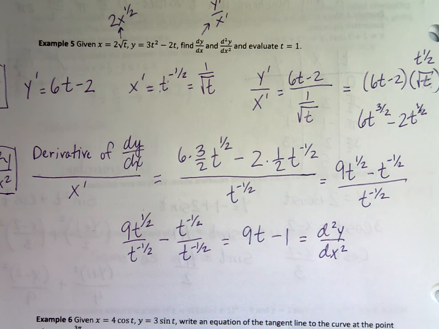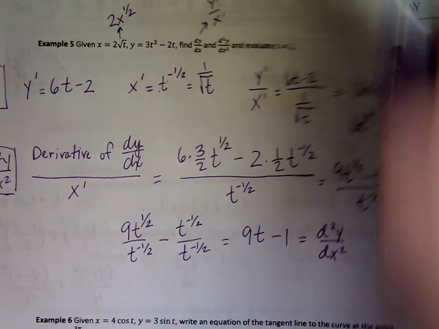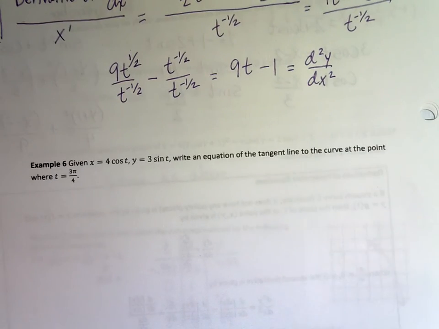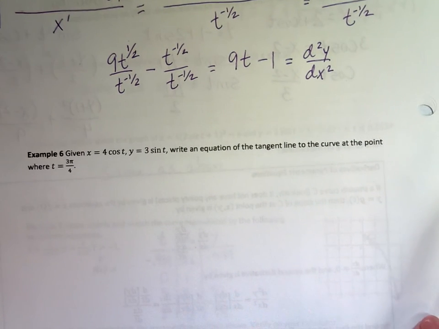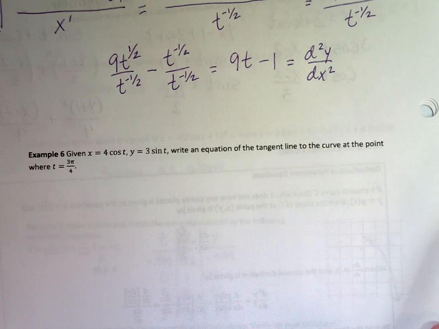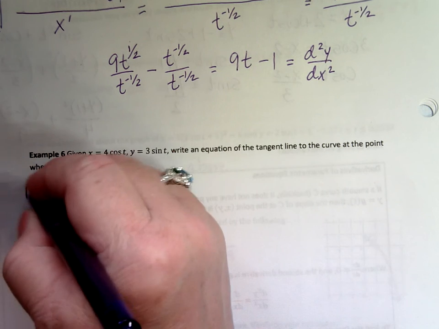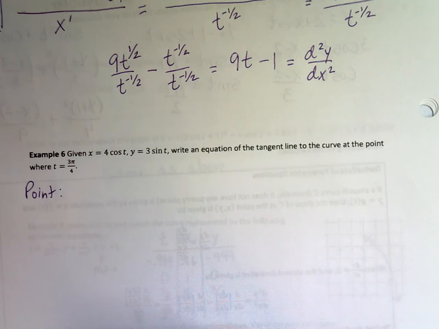All right, here comes the next one. For this one, again, we're back to trig functions. Given that x equals 4 cosine of t and y is 3 sine of t, write an equation for a tangent line to the curve at the point where t is 3 pi over 4. So we know if we want a tangent line, we need two things. We need a point and we need a slope. Well, let's start with a point first.